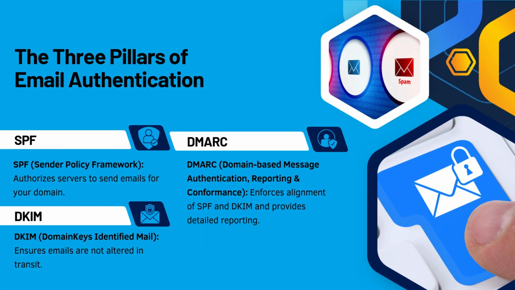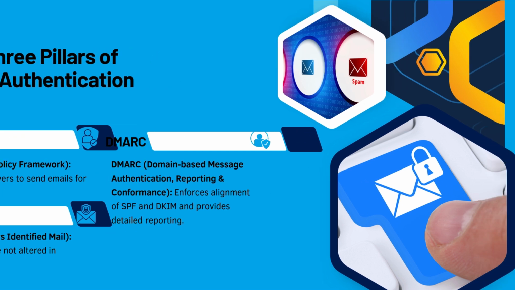SPF, DKIM, and DMARC are the three pillars of email authentication. SPF authorizes servers to send emails on your behalf. DKIM ensures the integrity of your emails with cryptographic signatures. And DMARC enforces alignment between SPF and DKIM, while providing detailed reporting to monitor your domain's email activity.